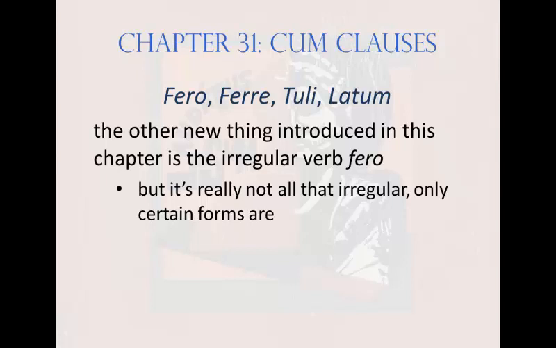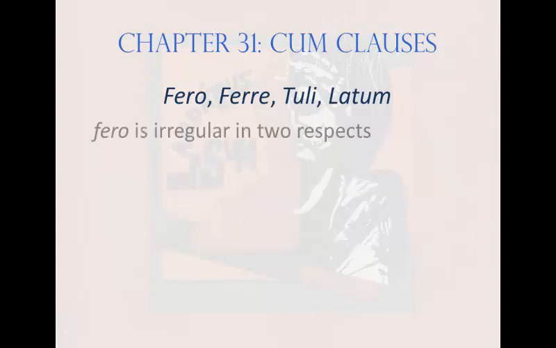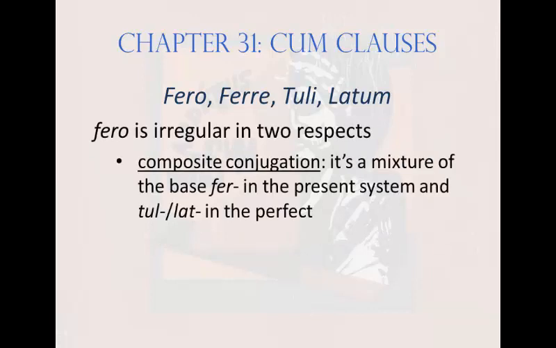In fero, it's only a matter of visiting a few odd-looking forms and setting sail into the sunset of syntactic success. If fero is anything, it's third conjugation, with two major complications. One, it's the product of two different bases mashed up into one verb: fer, which dominates the present tense system, and tul or lat, which rules the perfect.